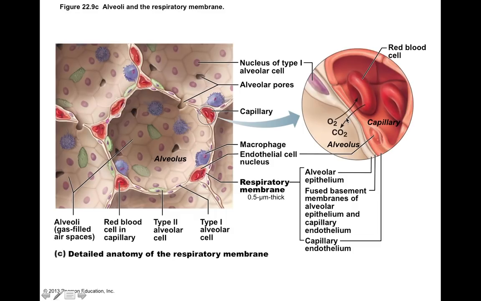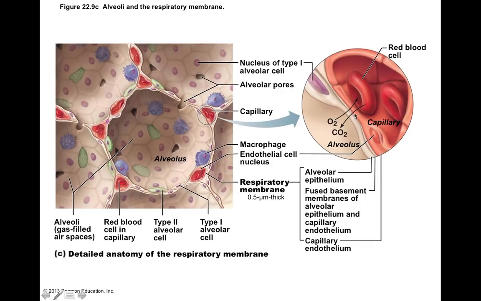This thickness here, you guys, is like 600 nanometers. I mean, that's on the wavelength of light. Light has that kind of wavelength, right? That's how thin this is. Now, it's thick enough to prevent a lot of water from leaking through, but it's also thin enough for gases to move across really well.